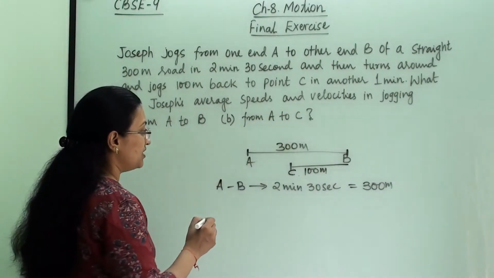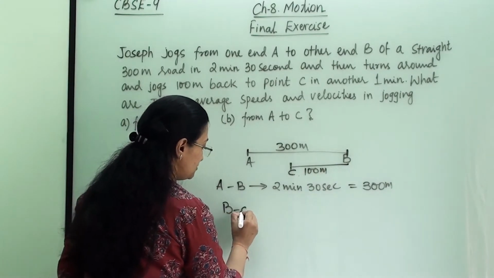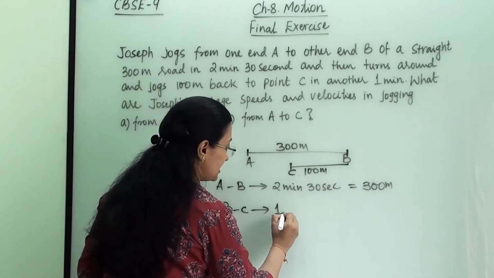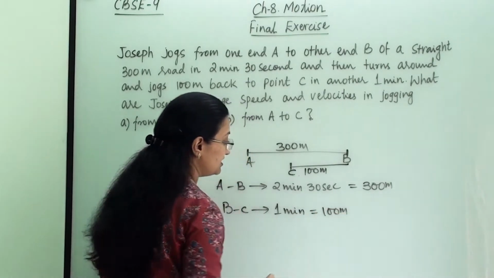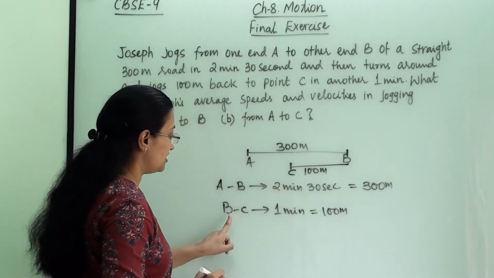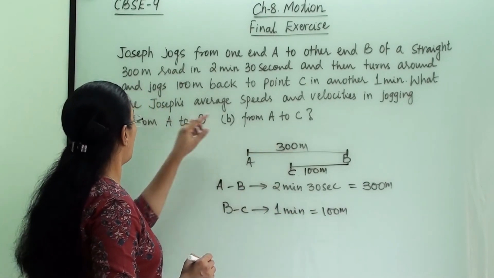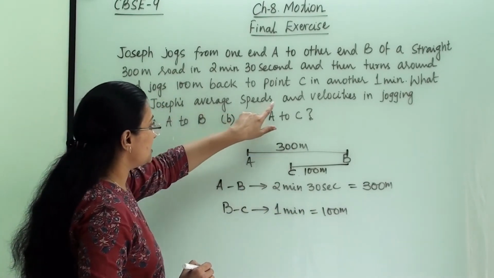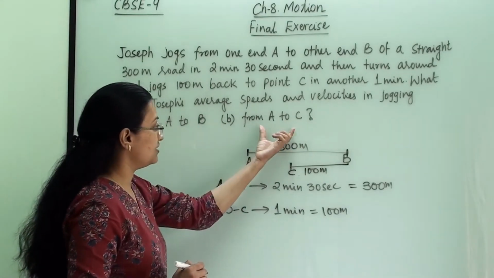In another 1 minute. So from B to C he takes 1 minute, and that distance is 100 meter. B to C, he covers 100 meter in 1 minute. What are Joseph's average speed and velocities in jogging from A to B and A to C?